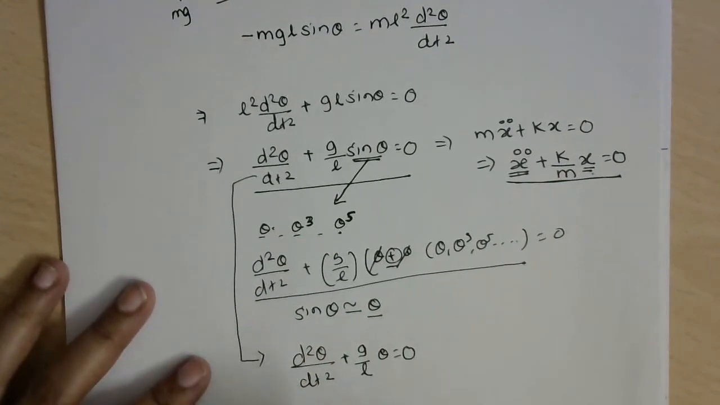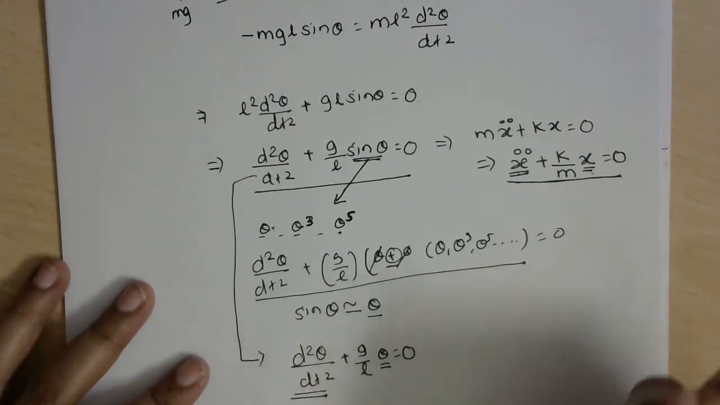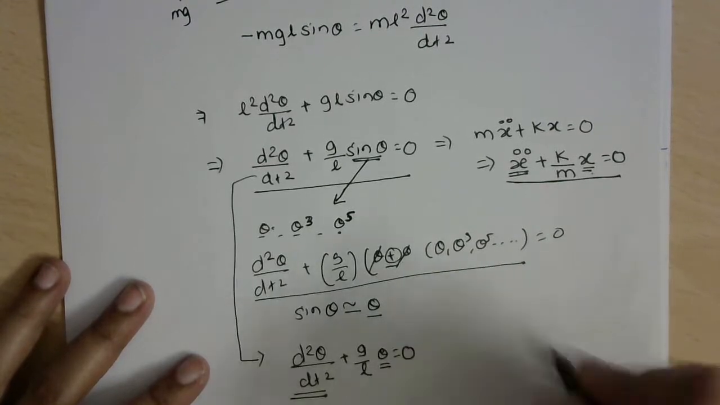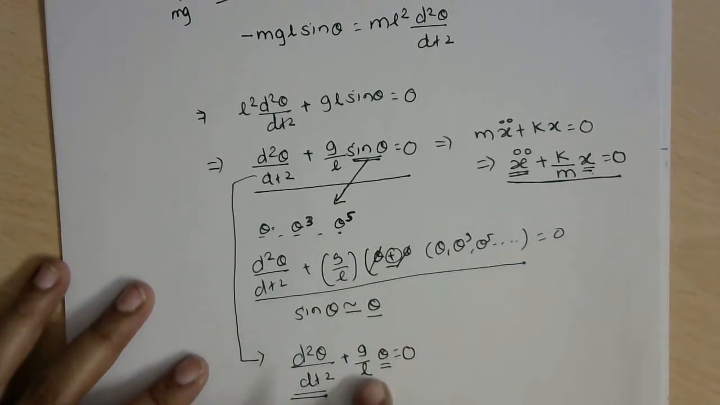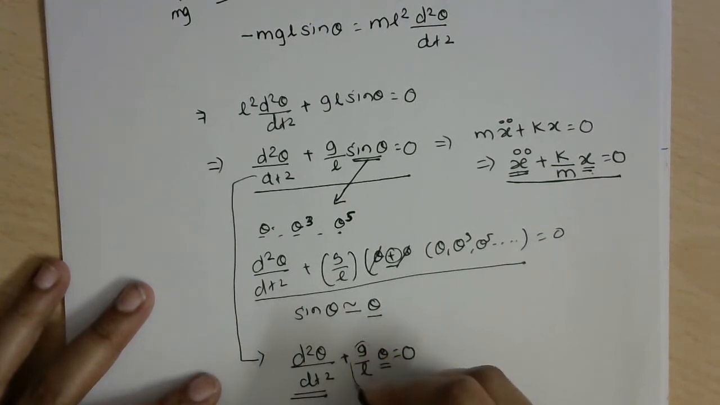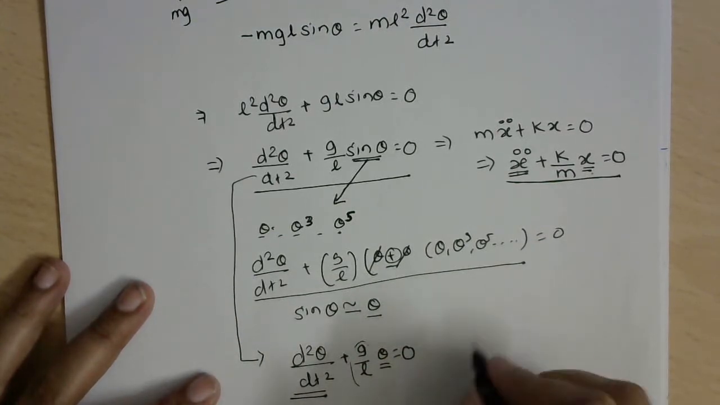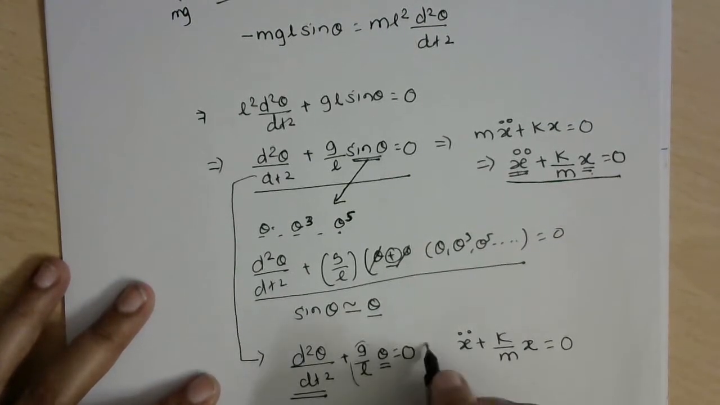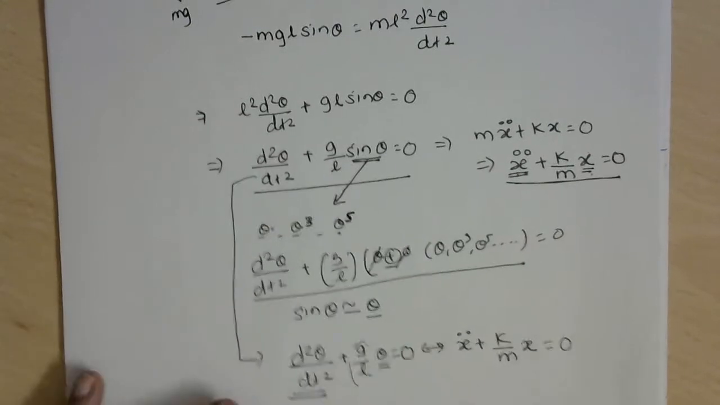Now this is the angular acceleration. This is nothing but angular displacement, so displacement equivalent in the angular reference frame. And these two quantities are related by this constant, which is g over L. So it has very much similarity with respect to this system. These two differential equations are almost identical.